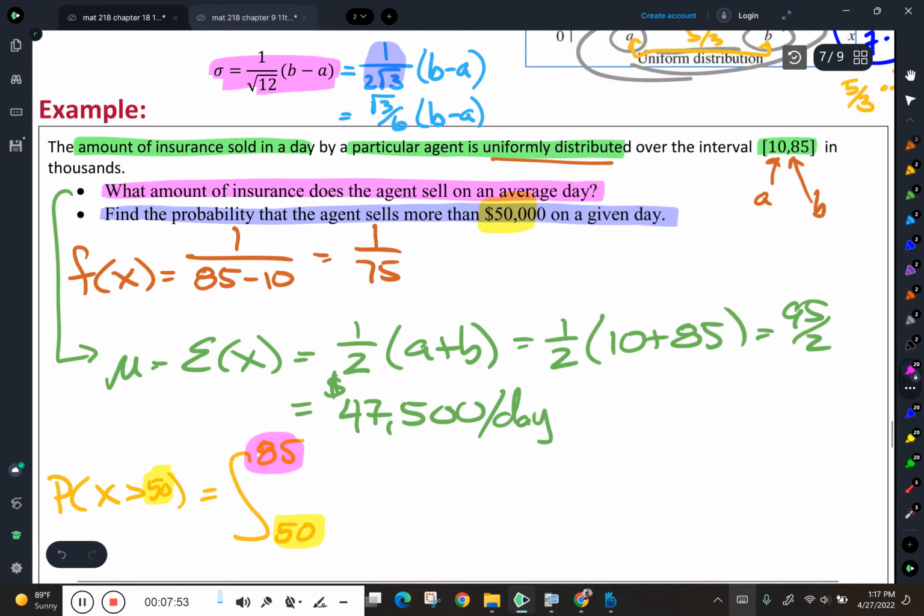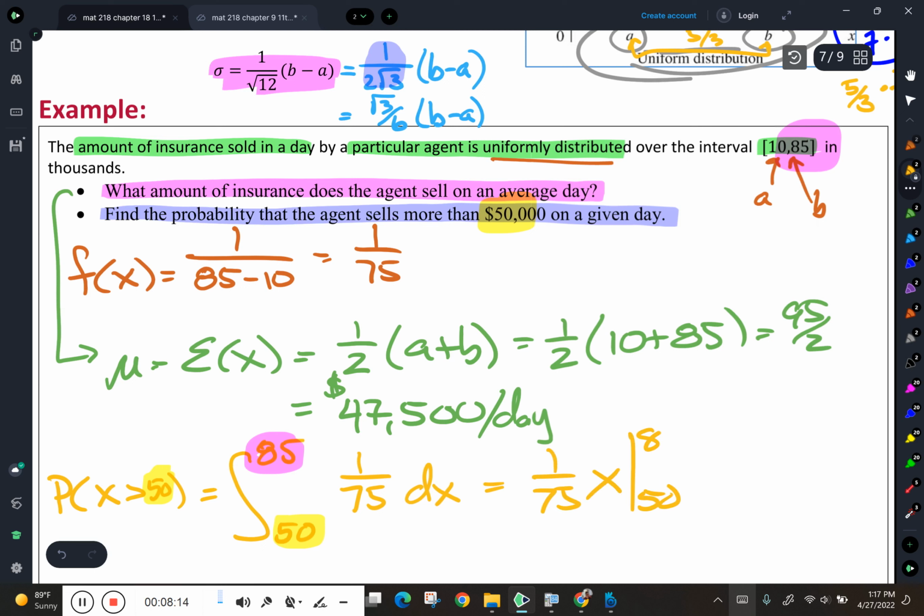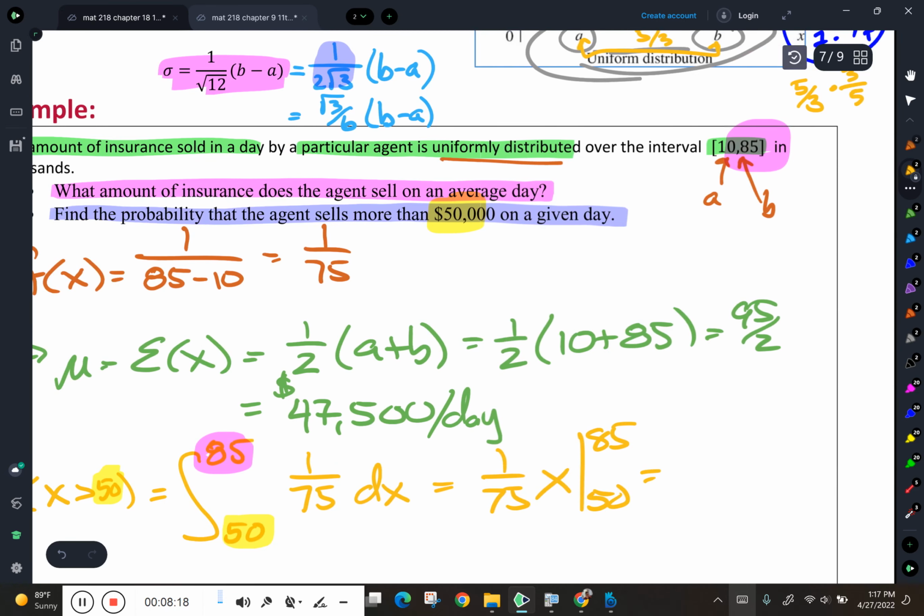Well, the 85 came from here, because this probability density function is only valid up to 85. And then my integrand is just 1/75 dx. And so that's going to be 1/75 x evaluated from 50 to 85. So that gives me 1 over 75 times 85 minus 50, oops.